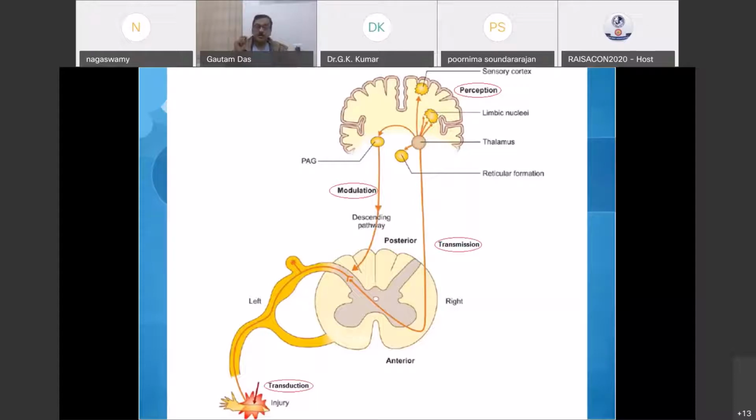This is called transmission. And in this transmission process, you all know there are two kinds of nerve. One is non-myelinated C fiber, where the transmission process is slow because it is a non-myelinated nerve. It is also called the slow transmission, slow pain. And another is transmitted by the A delta fiber, which is myelinated, where the transmission process is faster, and it is also called the fast pain.